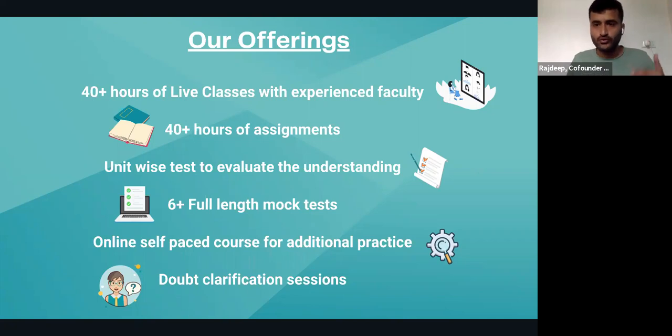This is for you to do asynchronous learning as well, at your own pace at home. This is the additional material that you get. In addition to that, you get doubt clarification sessions with the faculty. So if you have any doubt on our platform, you can type out your doubt, it gets sent to the faculty and you get the clarification from the faculty. So this is what our offering entails. We have batches, we have one-on-ones, you have both options that you could pick.